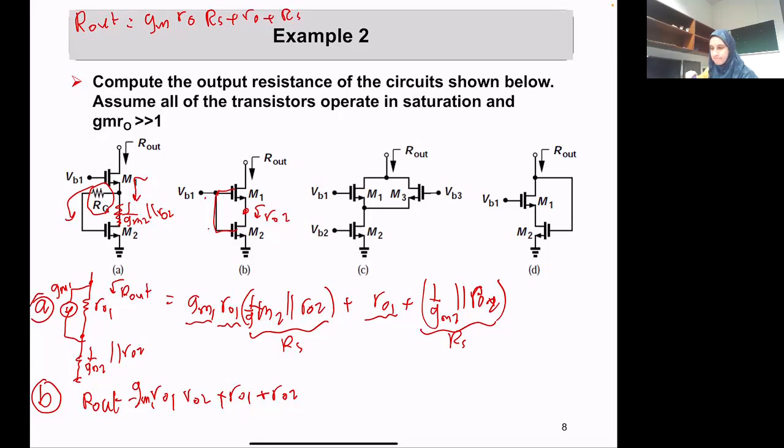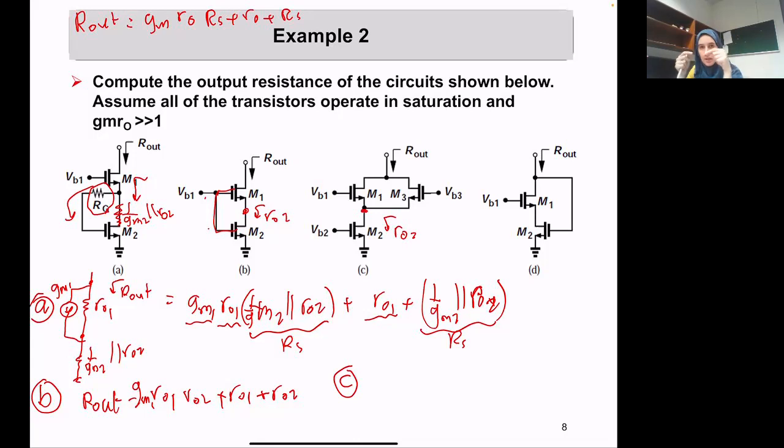Now in part C, what do we see? We see that we have M1 and M3, which are in parallel with each other, and down we see M2. M2 is down, so our RS is basically R out 2, because we are seeing M2 from its drain side. Okay, now, however, there is something different here when we have both transistors in parallel with each other. So what is this difference?